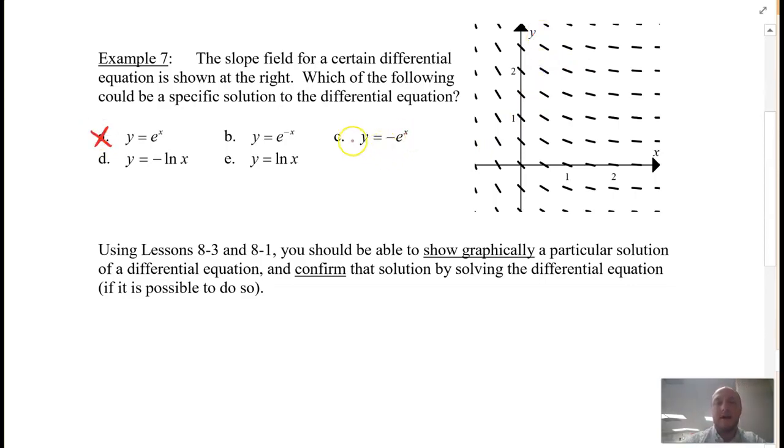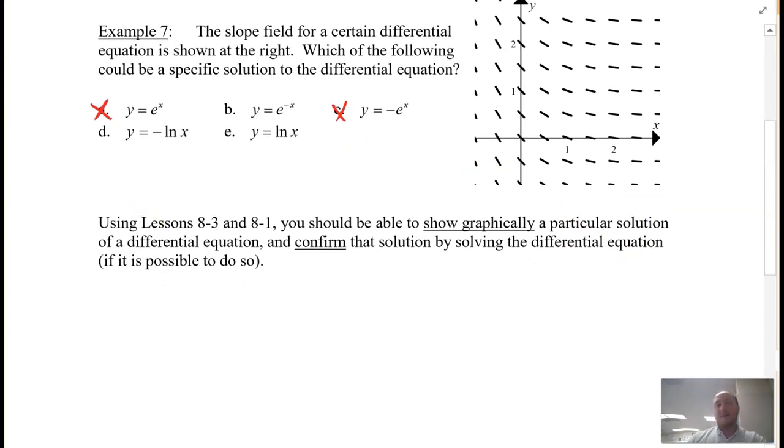We'll go ahead and look at C, y equals negative e to the x. Well, that's just a reflection. It looks something like this. I did totally miss my y-intercept there. Okay, does it match? No, it doesn't. So we throw that one out.